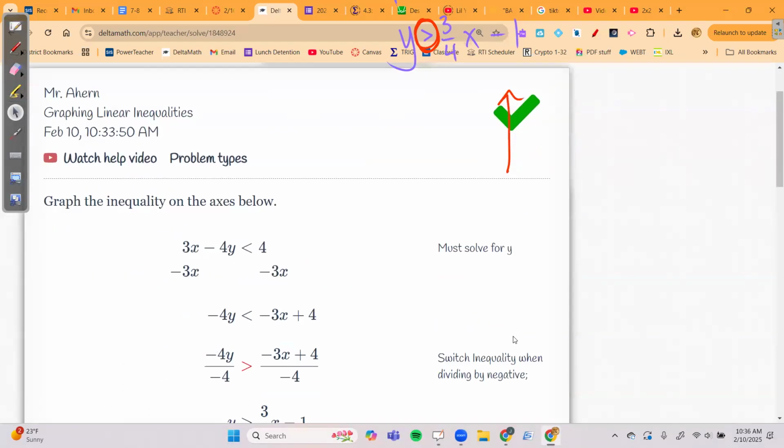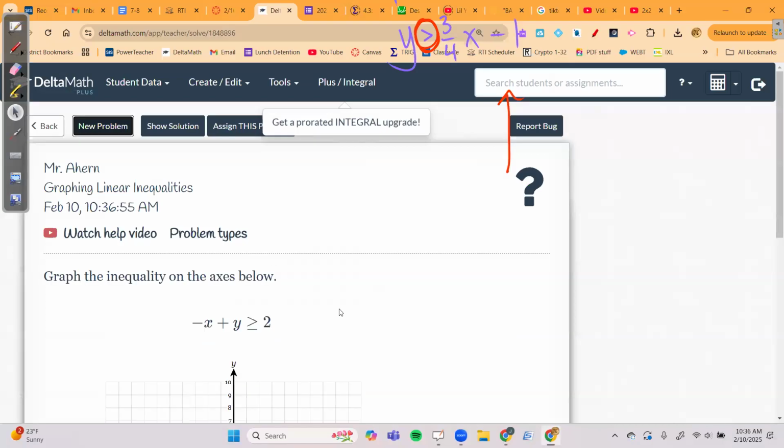Okay. So you just have to be careful when you do this. You have to be confident. And if you're not sure, then do what I showed you in the lesson. Go and test the 0,0. If he's not available because the line goes through him, boo-hoo, pick a different point. But the idea is make a line, decide if it's solid or dotted, shade on one side.